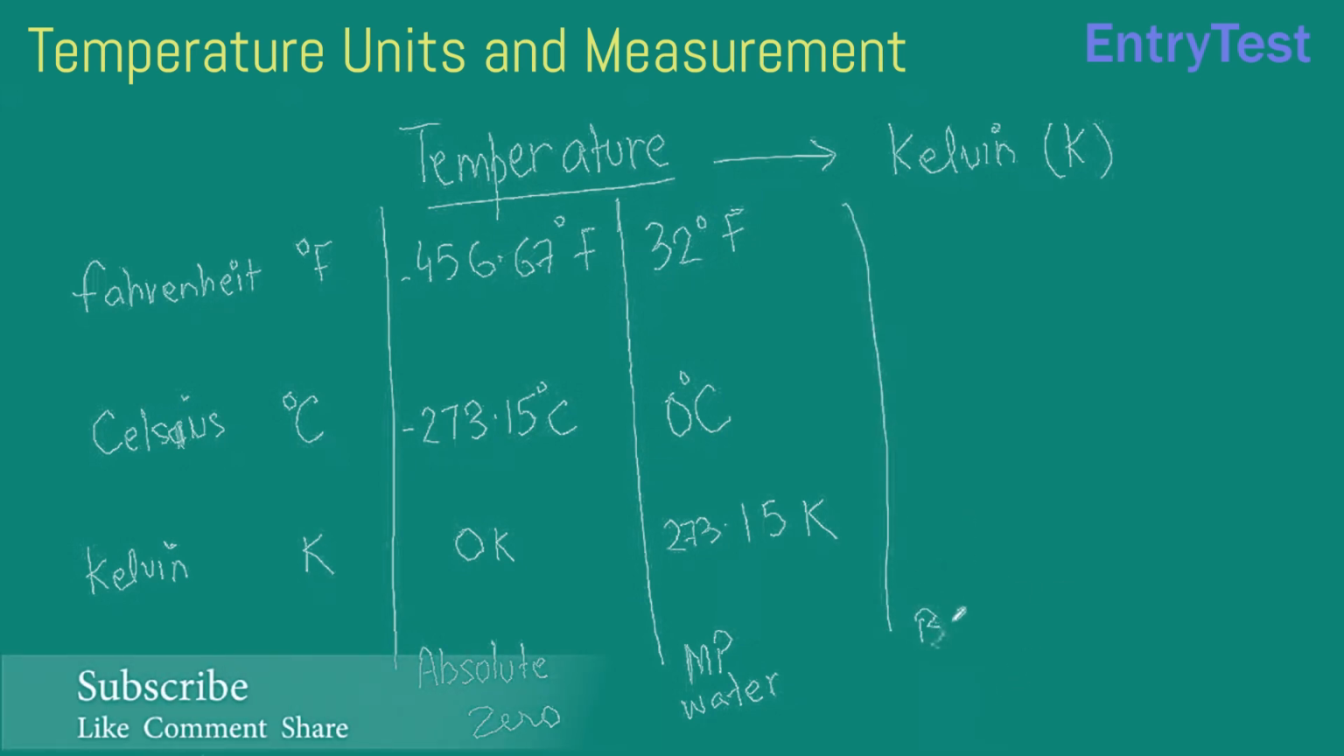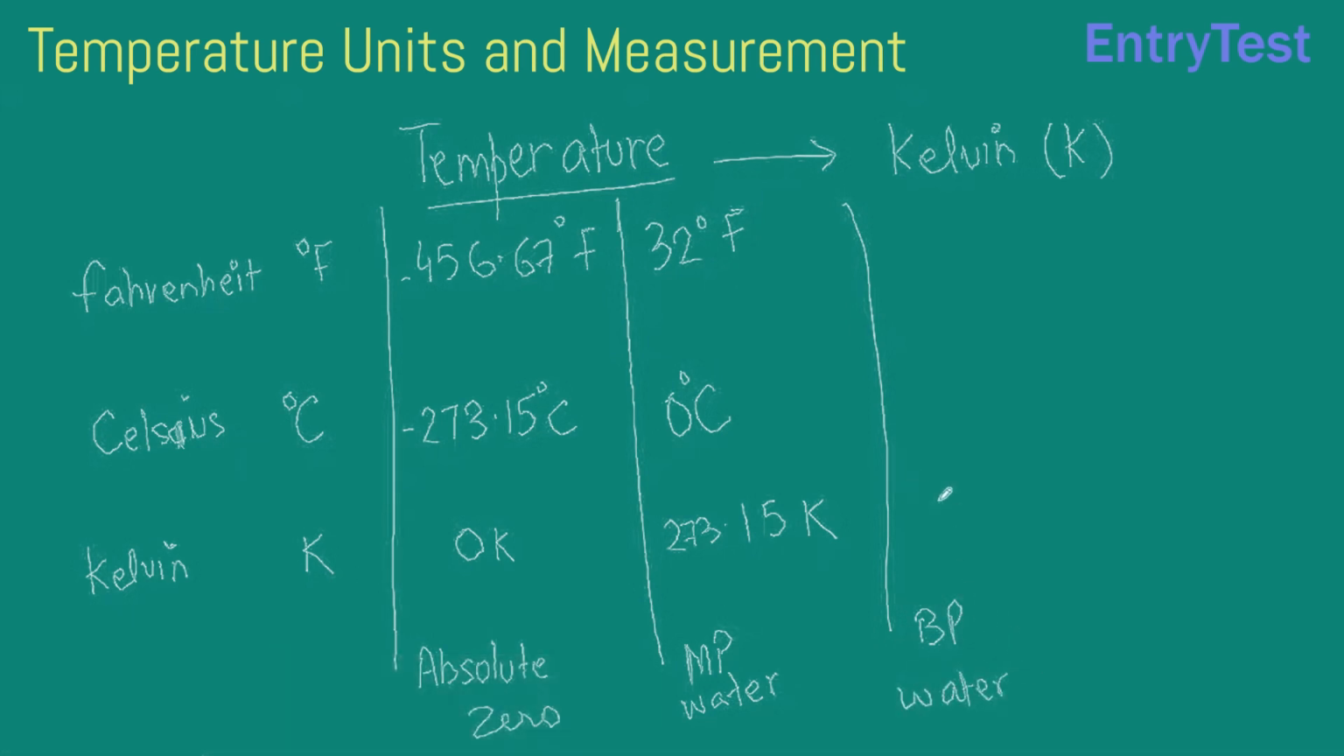And then the boiling point, where water starts to become vapor or turns into a gaseous form. That boiling point in terms of Kelvin is 373.15 Kelvin. In terms of Celsius, it's 100 degrees Celsius, and in terms of Fahrenheit, it is 212 degrees Fahrenheit. Now, what is the relationship between these three units of temperature? Let's discuss the relationship one by one.